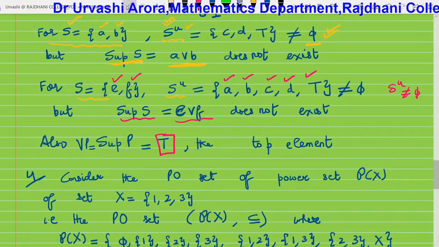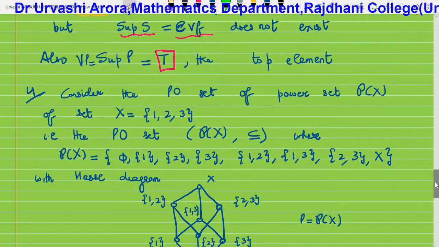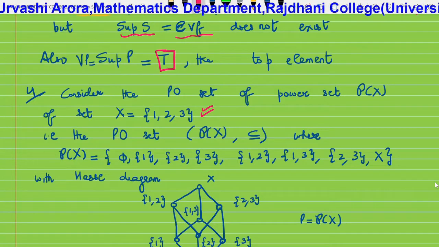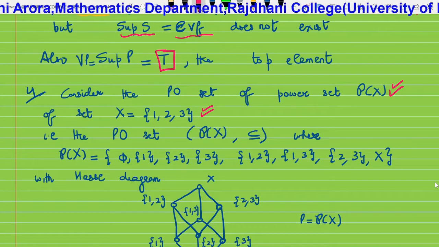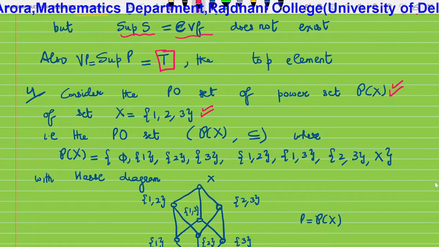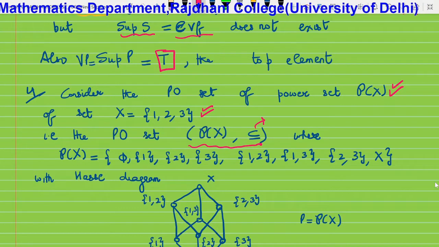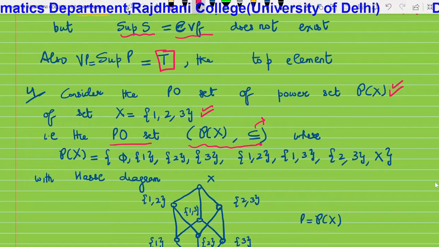And now coming to the fourth example. The fourth example is that of the power set of X. If we take X to be the set consisting of 3 elements 1, 2, 3, and if we take the power set of X, which is the set of all subsets of X, then we already know that the power set of X with respect to the inclusion relation, that is the relation is subset of or is contained in, is a PO set.